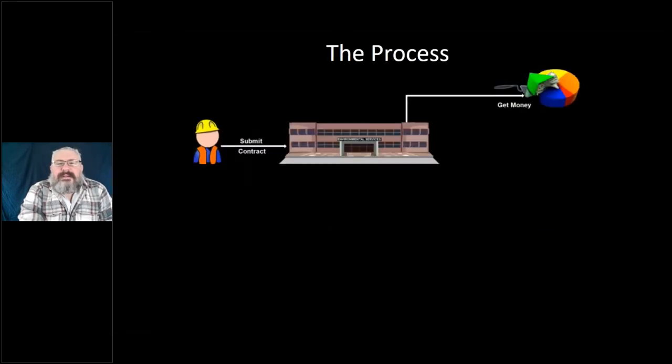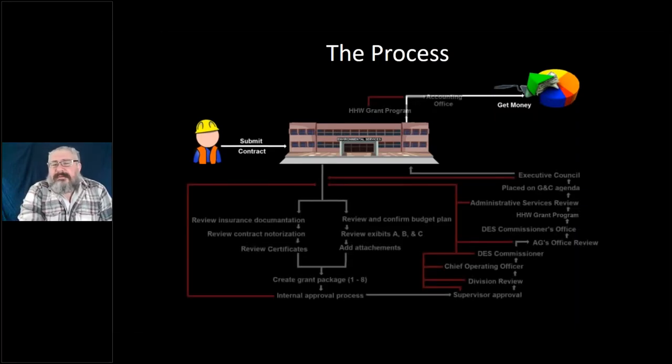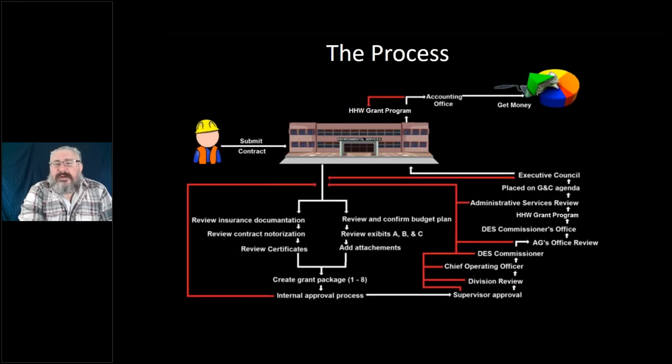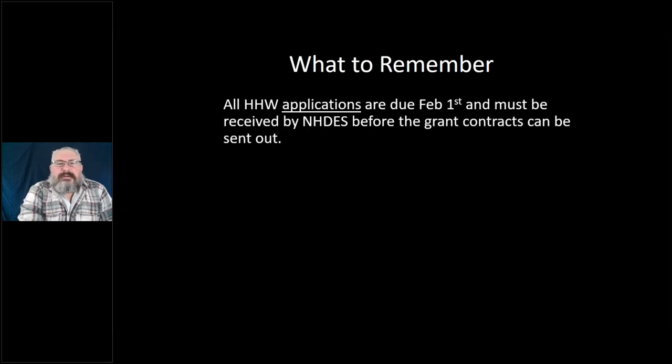This is to give you a little sneak peek. This is what the process looks like from the outside. Someone from the municipality submits the contract, DES approves it, you hold your event, and then you get your money. What it looks like from my point of view is this. This is why it takes a while to get it prepared and why there are so many steps. The white arrows show the path it follows. The red arrow is anywhere it could be kicked back for having a comment in the wrong spot or someone not liking it. So what to remember, all applications for HHW are due by February 1st.